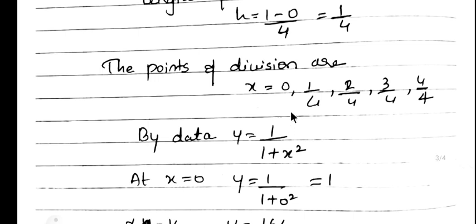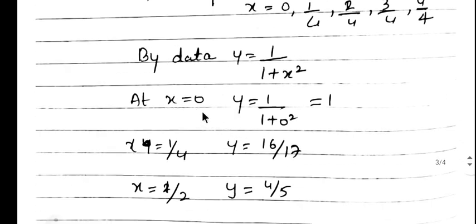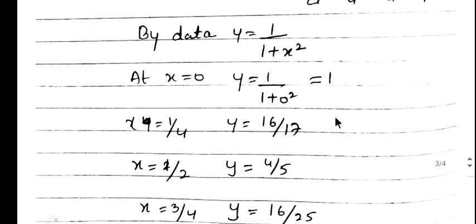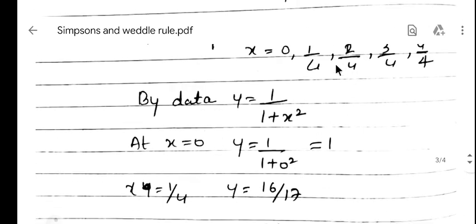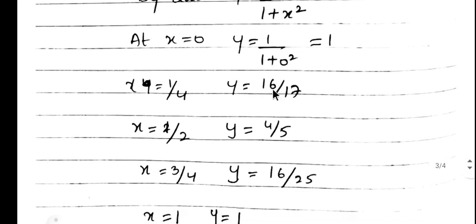Now when I know x, I can easily find the value of y. At x is equal to 0, in this equation replace x as 0. Then simplify it. At x is equal to 0, you will get y is equal to 1. Next, at x is equal to 1 by 4, here replace 1 by 4. Simplify it, you are going to get the answer as 16 by 17.